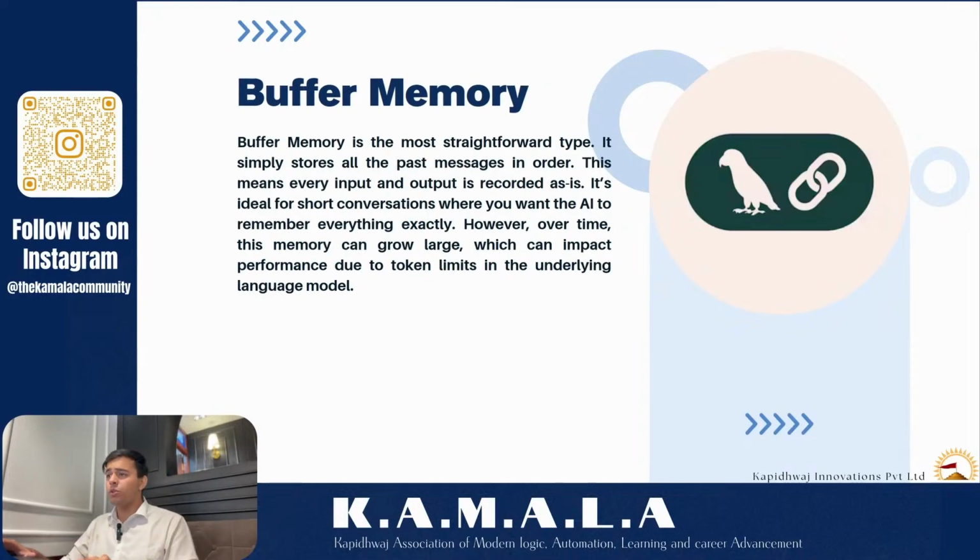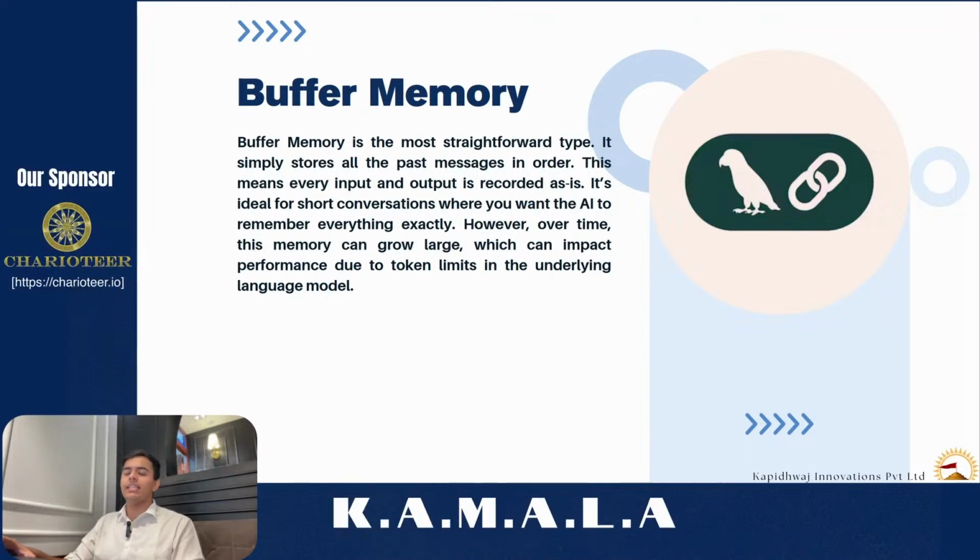Buffer memory is the most straightforward type. It simply stores all the past messages in order. This means every input and output is recorded as is. It's ideal for short conversations where you want the AI to remember everything exactly. However, over time this memory can grow large, which can impact performance due to token limits in the underlying language model.